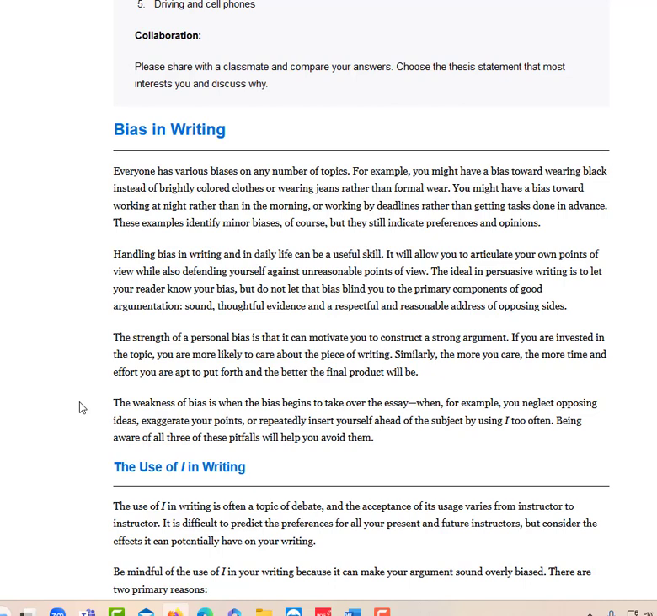The strength of a personal bias is that it can motivate you to construct a strong argument. If you are invested in the topic, you are more likely to care about the piece of writing. Similarly, the more you care, the more time and effort you are apt to put forth, and the better the final product will be. However, the weakness of bias is when bias begins to take over the essay. When, for example, you neglect opposing ideas, you exaggerate your points, or you repeatedly insert yourself ahead of the subject using "I" too often. Being aware of all three of these pitfalls will help you avoid them.